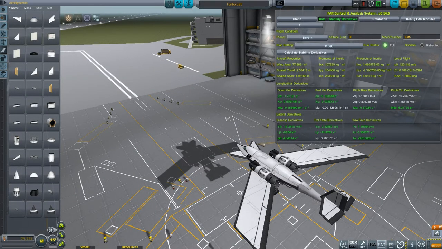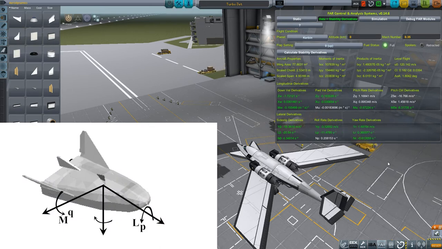Now let's discuss some of the actual derivative values. We'll start with something easy. MQ, LP, and NR are all basically the same thing about different axes. We'll talk about roll, for instance, LP. Having this number negative means that if you are rolling, you will slow down. If this number is positive, if you are rolling, you will start rolling faster and faster and faster, until either your plane rips itself apart or you crash. NR is the same thing about the yaw direction, and MQ is the same thing about the pitch direction.